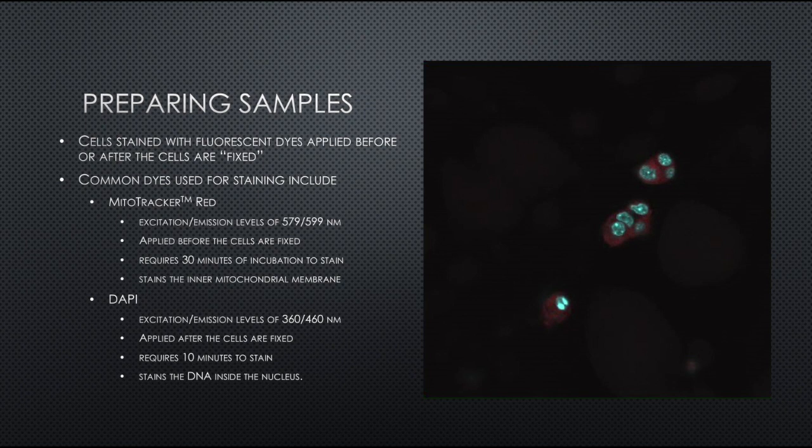It is applied before the cells are fixed, requires 20 minutes of incubation to stain, and stains the inner mitochondrial membrane. DAPI has excitation and emission levels of 360 and 460 nanometers, is applied after the cells are fixed, requires 5 minutes to stain, and stains the DNA inside the nucleus. As seen on the right, the cells have been stained with both Mitotracker and DAPI.